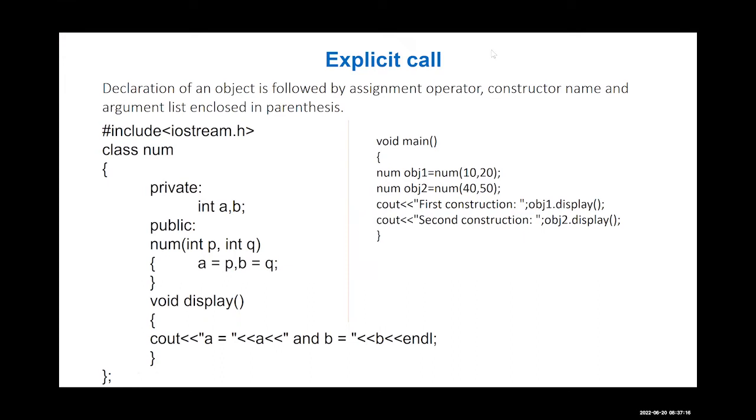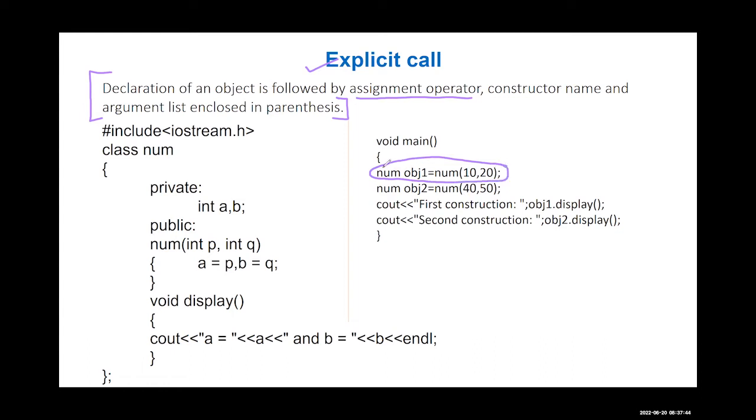So when it comes to explicit call, what is the meaning of that? An explicit call is nothing but the declaration of an object followed by the assignment operator, the constructor name and the argument list enclosed in parentheses. This is important, you should remember. So how do we do an explicit call of a constructor? Let us directly go to main and see the difference here. See how it's working here.